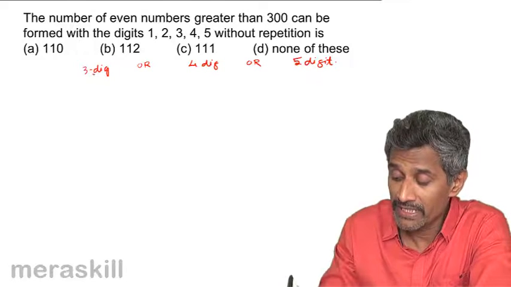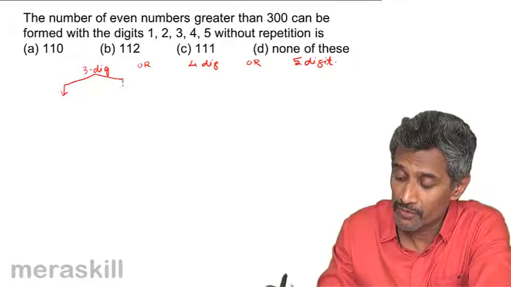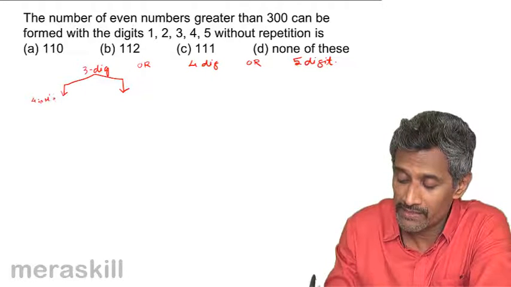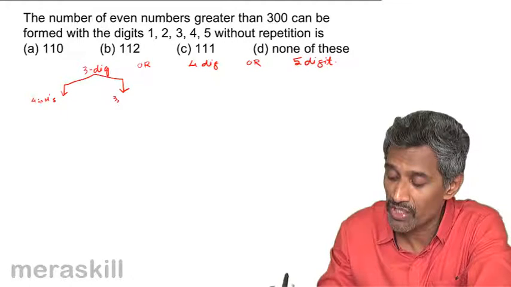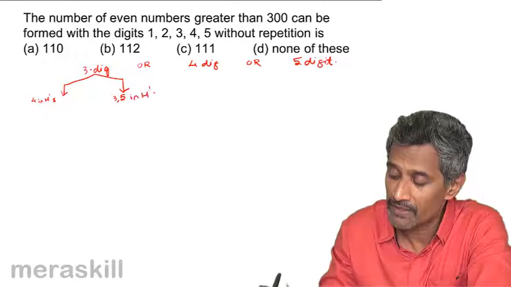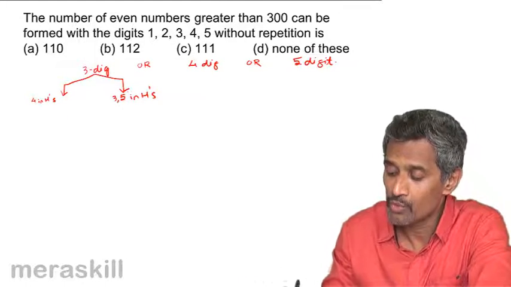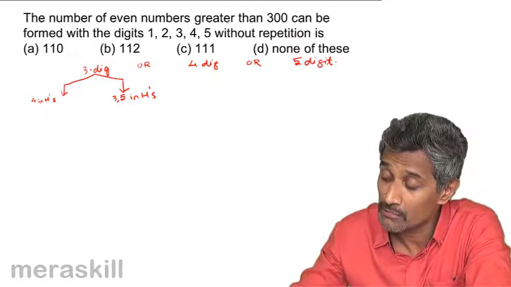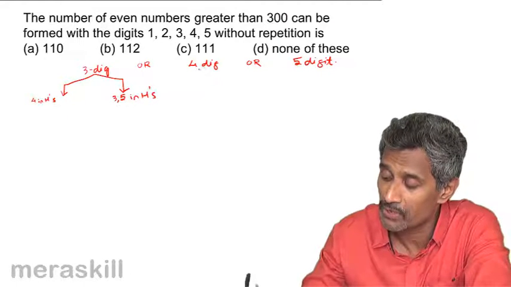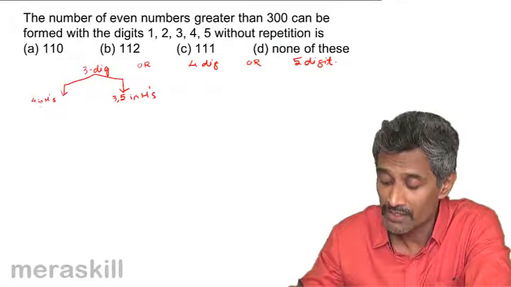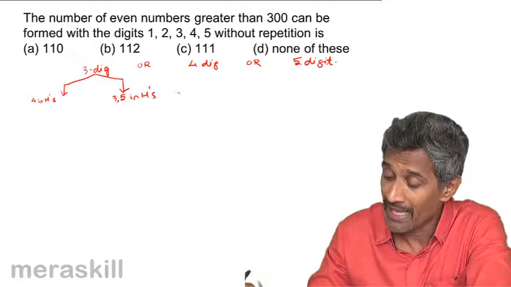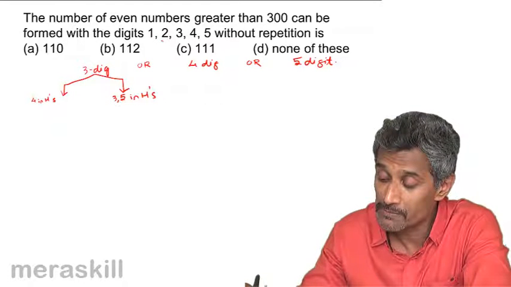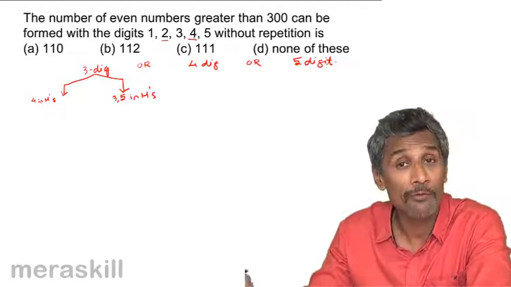Right. Now in the 3-digit numbers we can take two kinds: the ones which have 4 in the hundreds place and the ones which could have 3 or 5 in the hundreds place, because 1 and 2 cannot be in the hundreds place since the number is greater than 300. So there are two cases. The number has to be greater than 300, which we don't have to worry about in the case of 4 or 5 digit numbers, but in 3-digit numbers we need to worry. And the number has to be an even number, that means the units place has to be either 2 or 4.